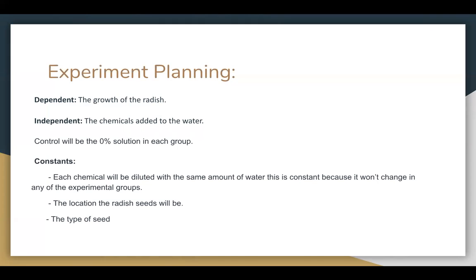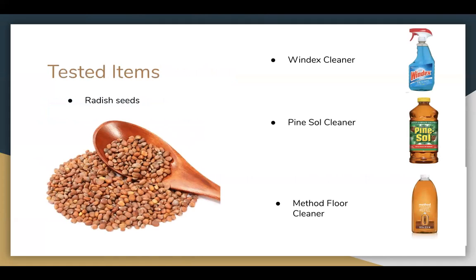The location the radish seeds will be, all the radish seeds will be in the same location, and the type of seed will be radish seed. So that's not going to change much in this experiment at all. Some of the items that I tested were radish seeds. I used 3 product cleaners, which is Windex, Pine Sol, and Method Floor Cleaner.